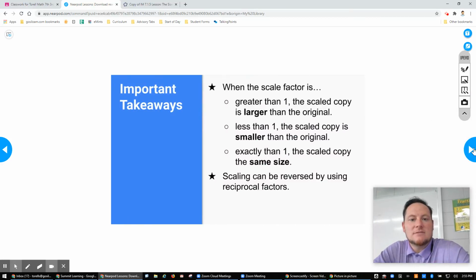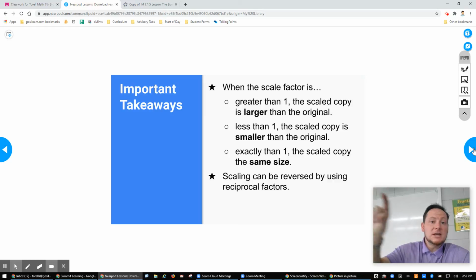Some takeaways we should have on here: when the scale factor is greater than 1, the scaled copy is larger than the original. If the scale factor is less than 1, the scaled copy is smaller than the original. And if the scale factor is exactly 1, then the scaled copy is the same size. Scaling can be reversed, from A to B and then B to A, by using the reciprocal of the scale factor. In other words, if B is twice the size of A, you can flip that and use the reciprocal, and A is half the size of B. So you just flip those over, all right?